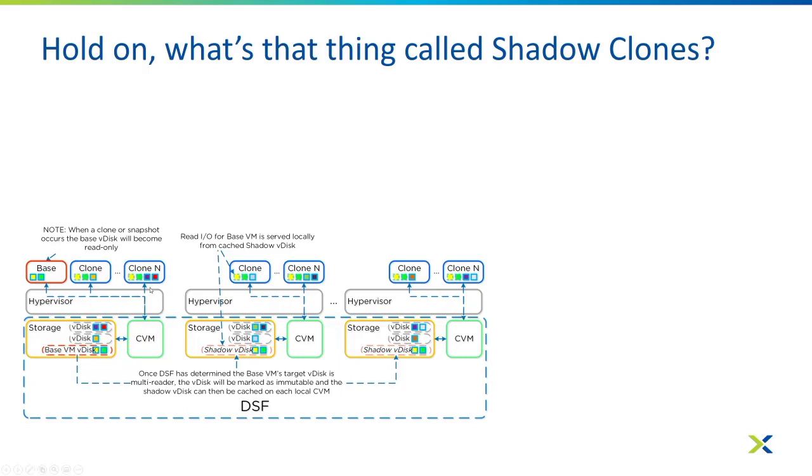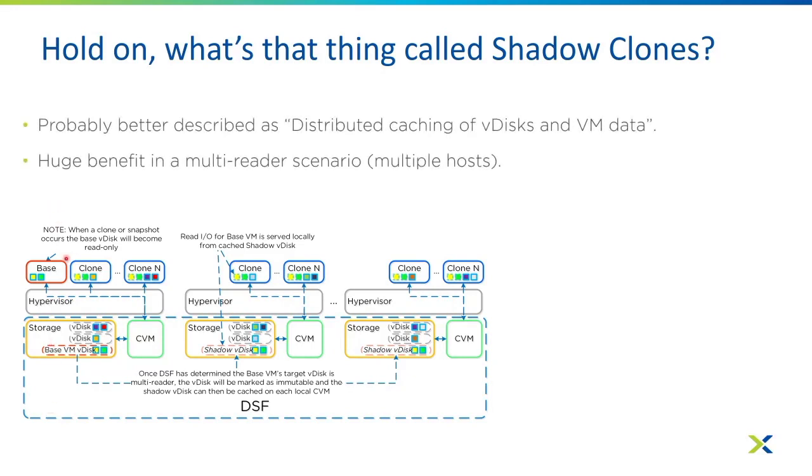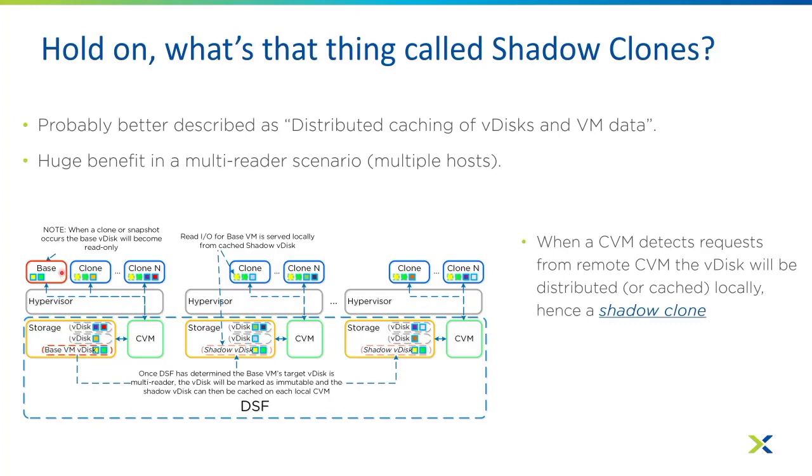Now, without Nutanix, as these virtual machines boot up throughout the cluster or throughout those different nodes, they're going to reference that base virtual machine across the network. So what we do in a Nutanix world, if I can get this laser pointer up, is when a controller virtual machine detects that there are multiple remote requests from other controller virtual machines, then the CVM on this node, for example on node 1, is going to set this virtual disk, or the base image, to be immutable.